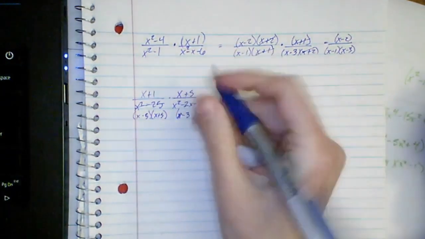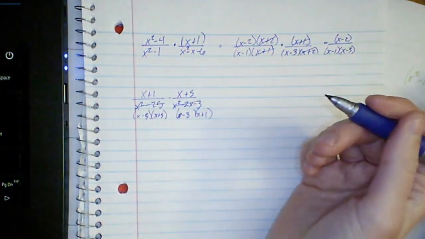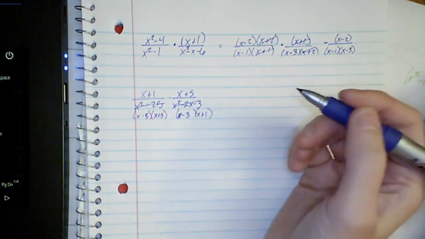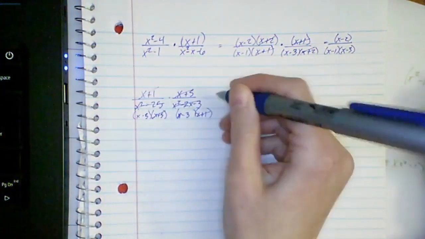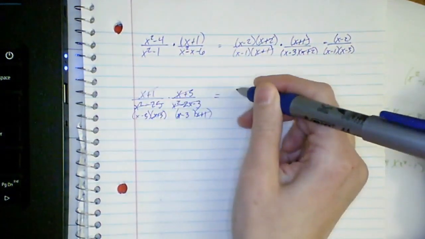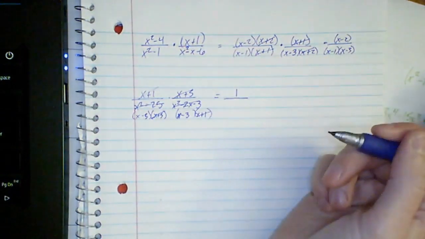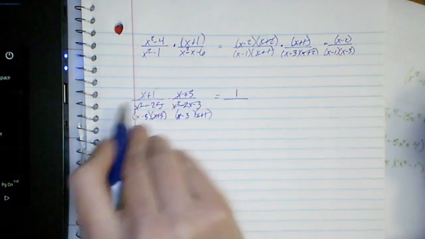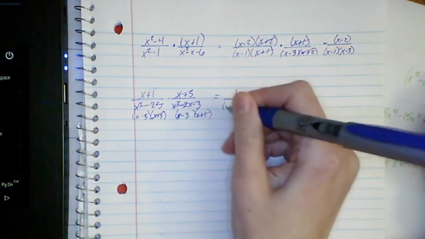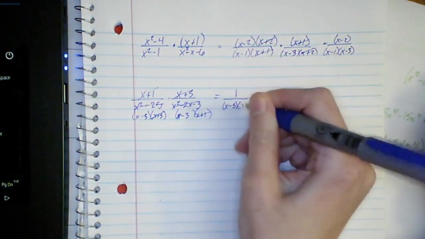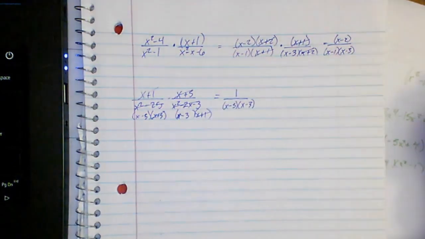And at this point you should know how to factor really well. So the x plus 5's cancel, the x plus 1's cancel. Everything cancels in the numerator, so we will have a placeholder of 1. Or essentially, since these canceled out, we just have 1 times 1. And then we have x minus 5 and x minus 3.